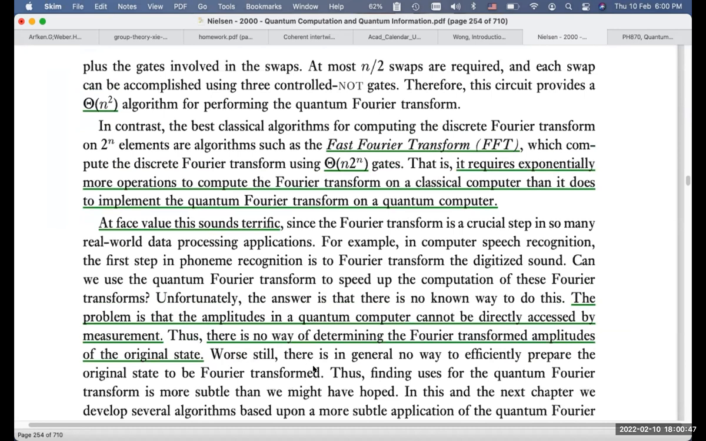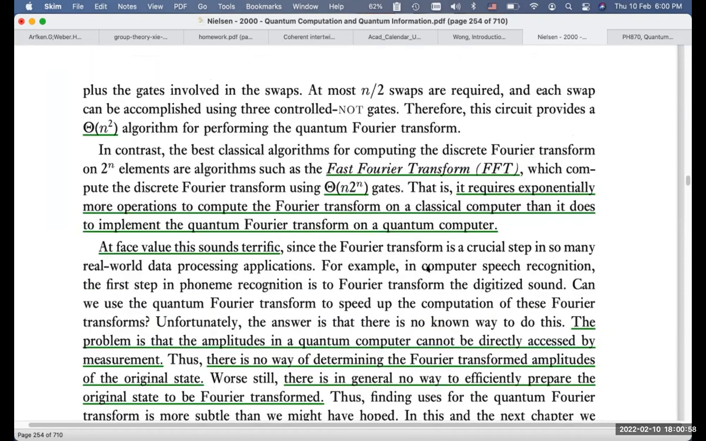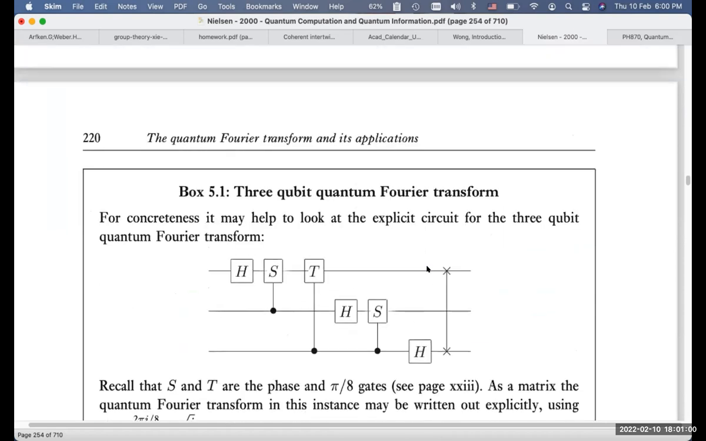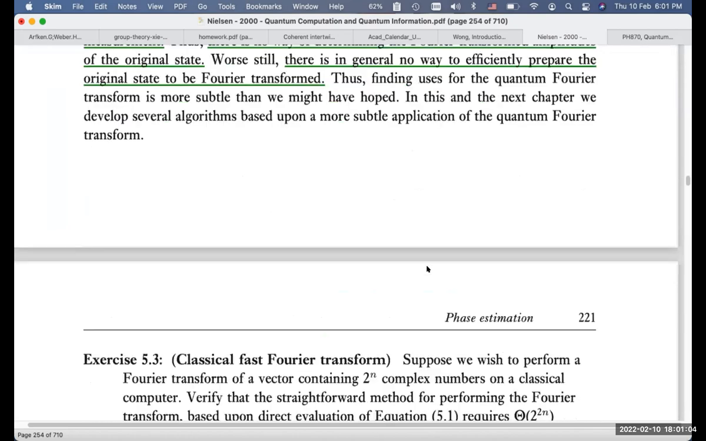And then there's another problem. There is no general way to efficiently prepare the initial state. Okay. So there are lots and lots of caveats. But the Fourier transform is an essential goal.